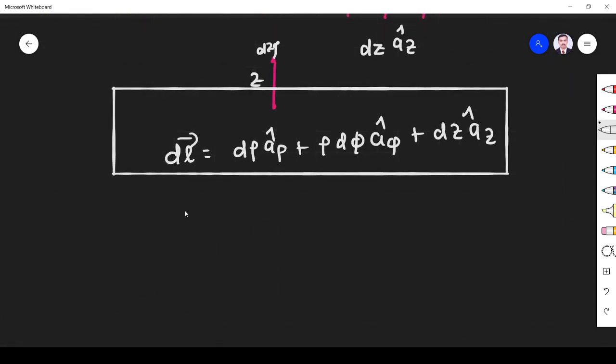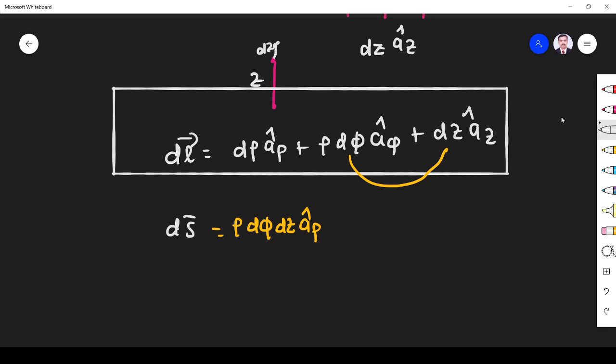Next, what about the differential surface vector? We can use a shortcut directly. If I want to find the surface in the a rho direction, what do we have to do? We have to multiply the a phi and az magnitudes, as I told you in Cartesian. If you have any doubt, please refer to it. So what is the magnitude? Rho d phi dz. Right?